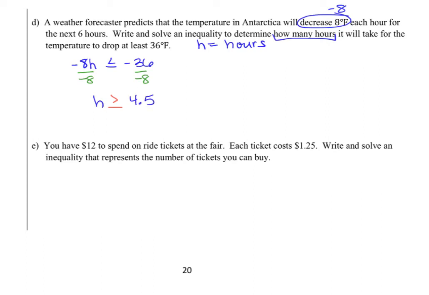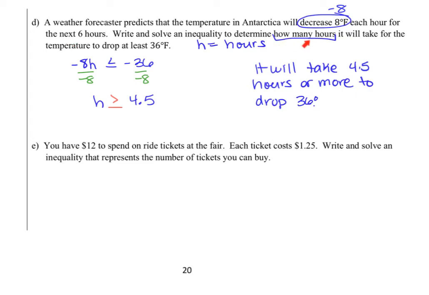So that means it's going to take 4.5 hours or more to drop 36 degrees. Notice in this problem that we did not use the 6. That was just there kind of for a distractor, because it's telling us that it's going to decrease 8 degrees Fahrenheit each hour for the next 6 hours, but we're trying to figure out how many hours it's going to take to drop 36 degrees. So this one was just kind of a distractor, and this one was a little confusing, so you might want to rewatch this section of the video to understand why it's less than or equal to.